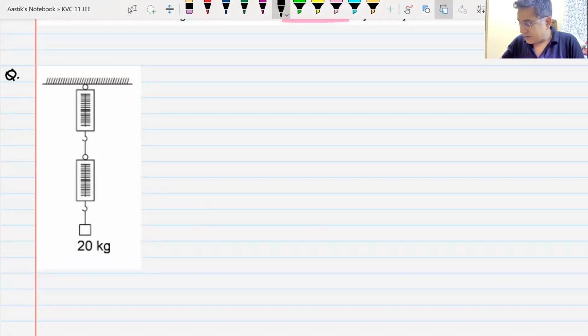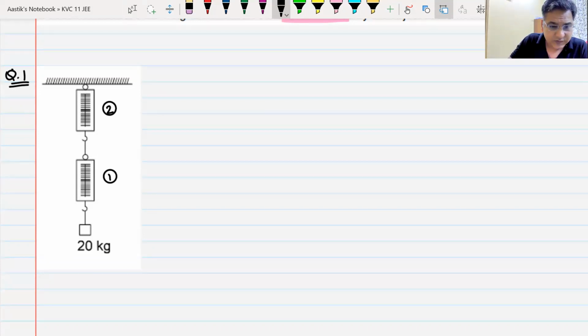Now comes a small question. What will be the reading in the spring balance if I call this spring balance number 1, and this spring balance number 2? Remember, an ideal spring balance is taken as massless, so it does not have any mass. The question is very simple here. What is the reading in spring balance 1 and spring balance 2? I'll give you a minute to think.